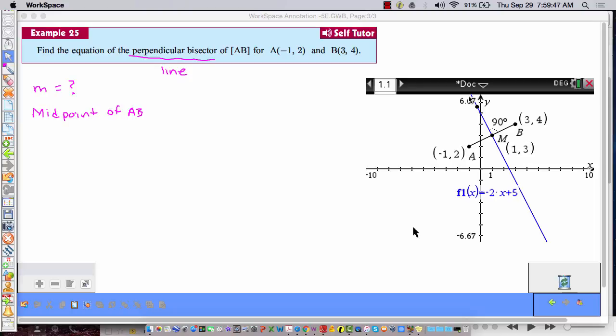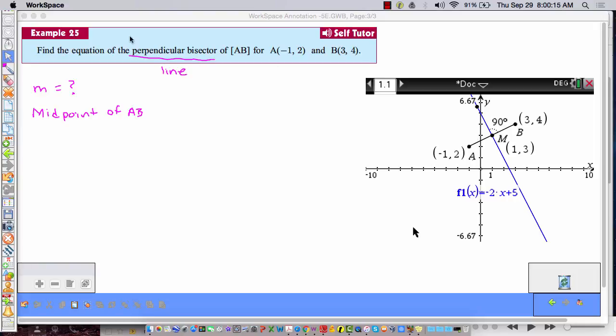Then I graphed the equation of the line that is the perpendicular bisector, and it turned out to be y equals -2x plus 5. We're going to find that here in just a second. You see it goes right through the midpoint and forms a 90-degree angle with the line segment.